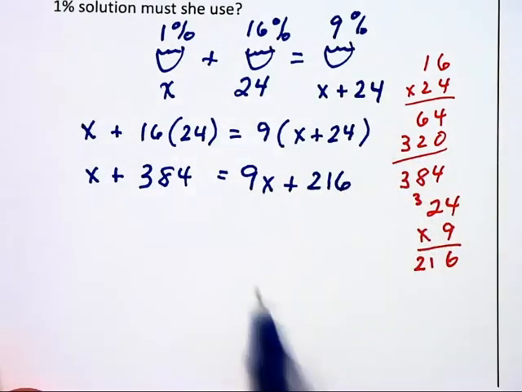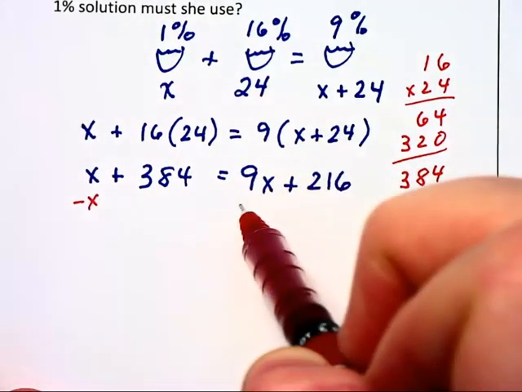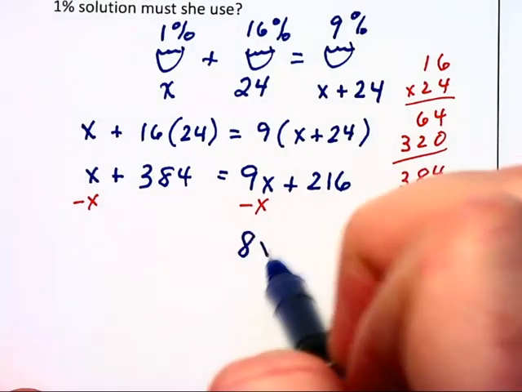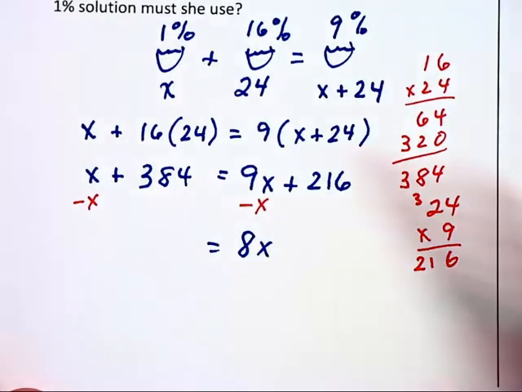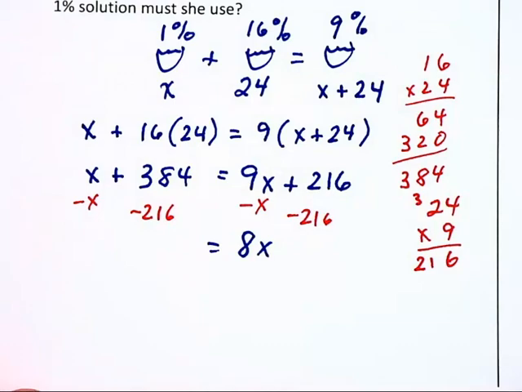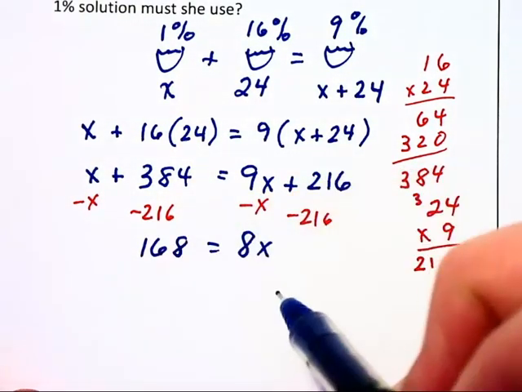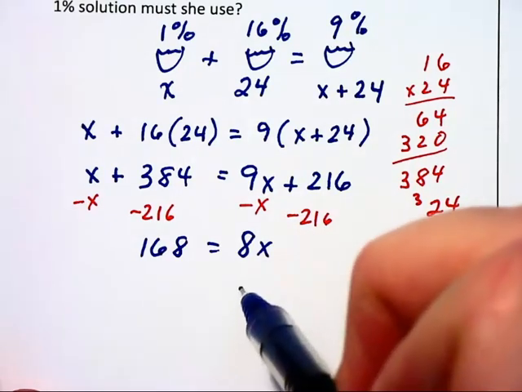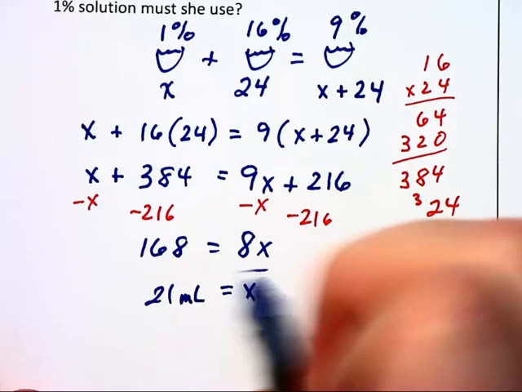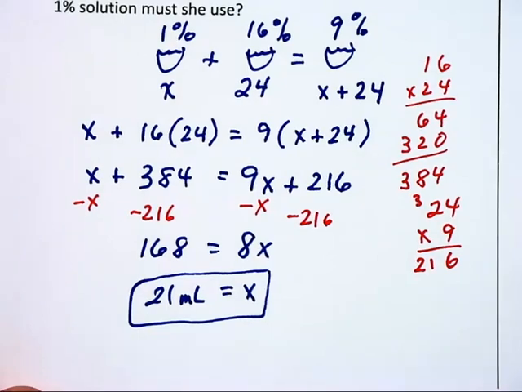Okay, continuing on. We're going to get all the x's to one side, which means I'm going to subtract x on each side. That will leave me with 8x on the right. While I'm at it, I'm going to subtract 216 on each side, and that will leave me with 168 on the left. Dividing each side by 8, I get x is equal to 21 milliliters. And that is how much of the 1% solution should be added.